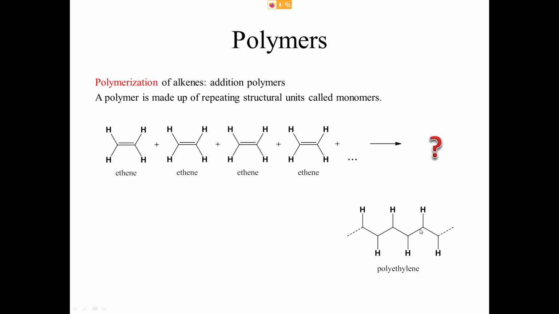Again, here's a new bond between the second and third ethenes. Here's the third ethene. This repeats over and over and over. We do thousands of these put together, and that's called a polymer. And this is how we make something called polyethylene, right?